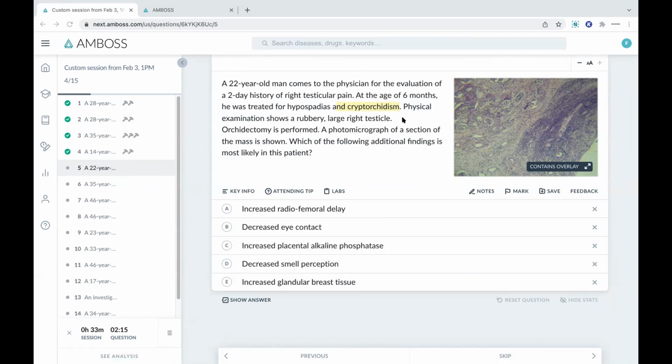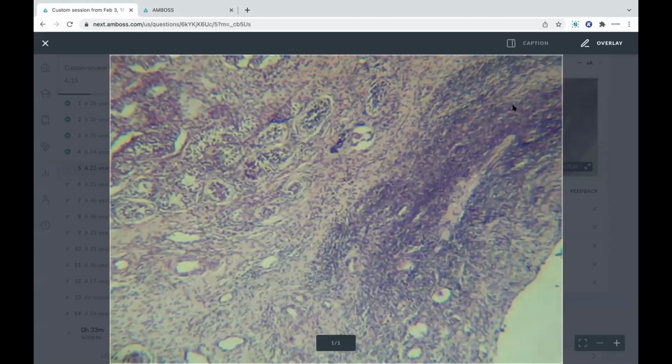Which of the following additional findings is most likely in this patient? Do you see fried egg cells? No. Where do you see fried egg cells? Because I do not see fried egg cells. These, do they appear as fried eggs? Yes or no? Okay. So this patient, does he have a testicular tumor? Yes or no? The answer is yes.